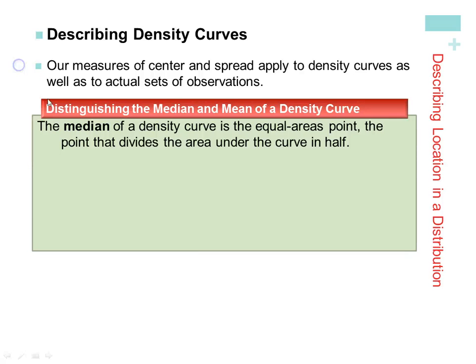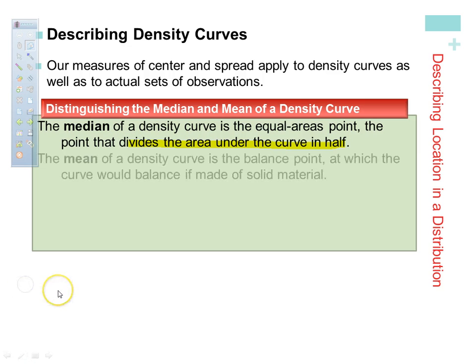And so another way to look at this is that it divides the area of the curve in half. Okay? The mean, if you're looking for the mean, it's a little bit different, right? For the mean, we want the weight of our individuals to be the same on both sides. And so it becomes a balancing point.